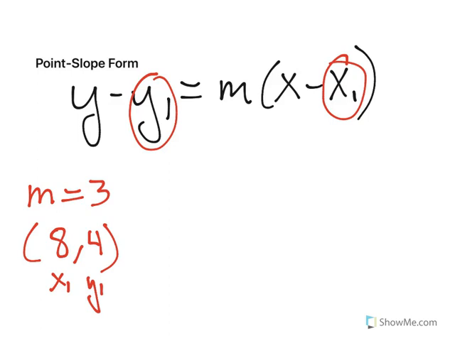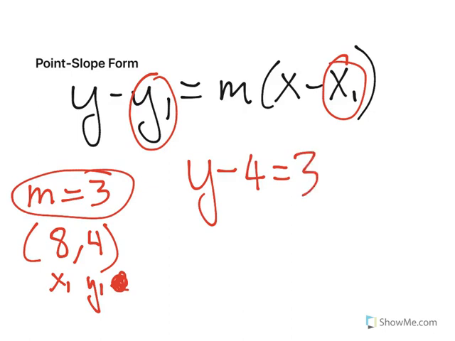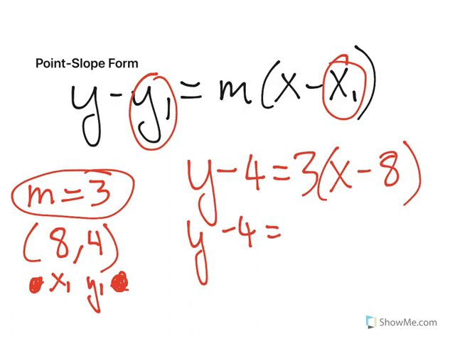So now we know that y minus y1, and here's y1 here, so y minus 4 is equal to m, which we know is 3, times x minus x1, and here's x1 over here, which is 8. Okay, so now y minus 4 is equal to, distribute here, 3 times x is 3x, and then 3 times negative 8 is negative 24.